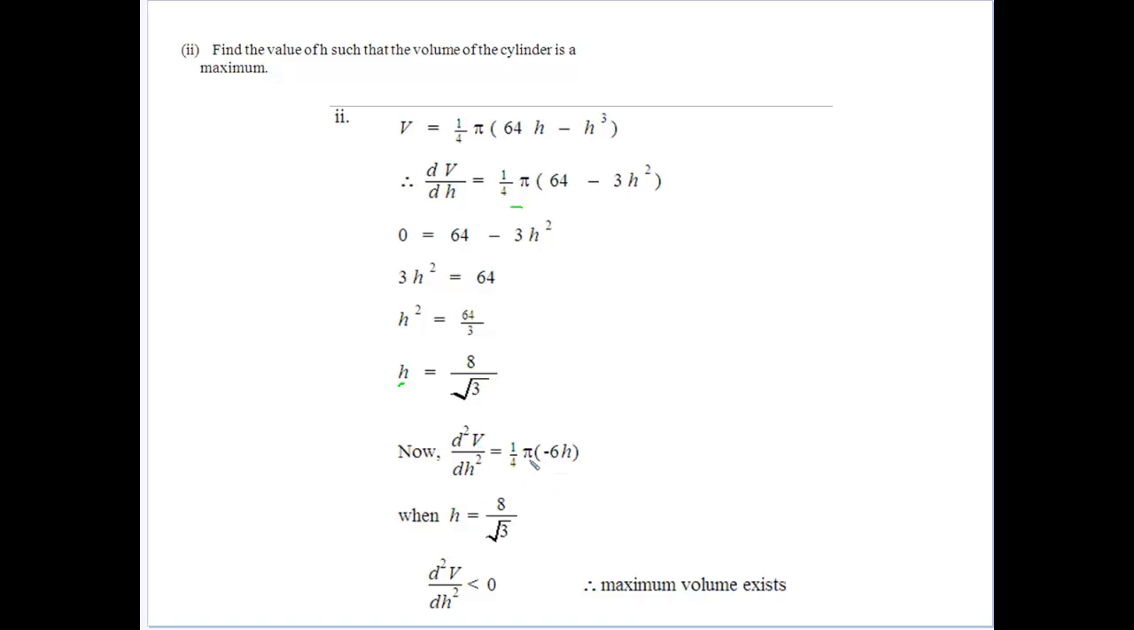A second derivative would be, again, just keep the quarter pi out the front, differentiate what's inside the bracket, the 64 goes, giving us minus 6h. So I found the value of h that should make it a maximum or minimum. When h is equal to 8 on root 3, I sub that in, and I get my second derivative less than 0. So it must be a maximum, because I'm putting a positive number in, minus 6 makes the whole thing negative. So a maximum volume exists because of that fact. So there's my value of h. Proved that it was a maximum. And so I've solved my problem.